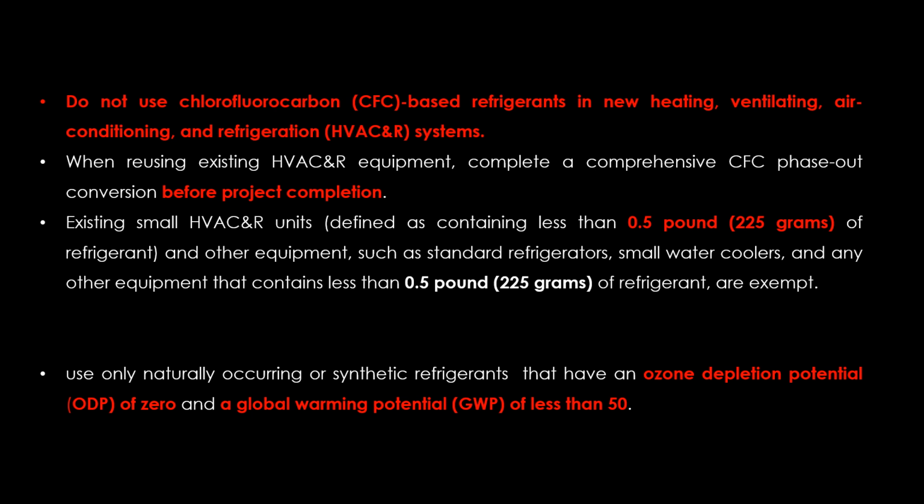In short, we are not supposed to use CFC based refrigerant in new HVAC and R system. If we are using the existing HVAC and R system, we need to do a complete CFC phase out conversion before the project completion. And if you are using existing small HVAC and R units, there is an exception, we can use less than 0.5 pound, that is 225 grams of refrigerant. And the next point is we are only supposed to use naturally occurring or synthetic refrigerant that have ozone depletion potential, ODP 0 or GWP less than 50.